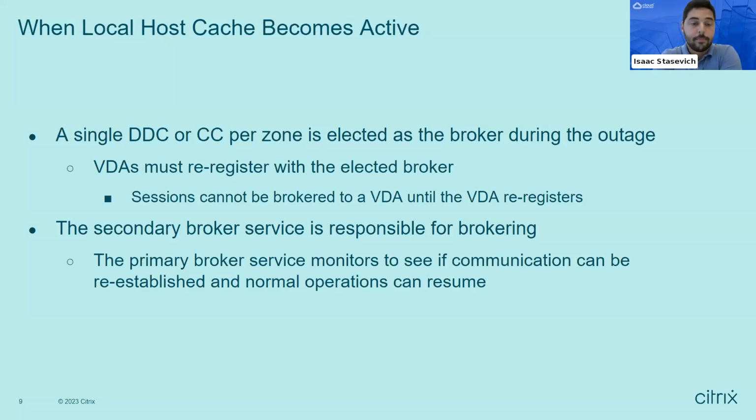So that single DDC or cloud connector, that single broker that becomes elected, is going to be completely responsible for all brokering activities within the environment. We have multiple services on that broker. The primary broker service, which is responsible for brokering connections during healthy operations, is going to continue to monitor the health of the database, while the secondary broker service, or the high availability service on our cloud connector or delivery controller, is going to be the one responsible for actually doing the brokering until normal operations resume.